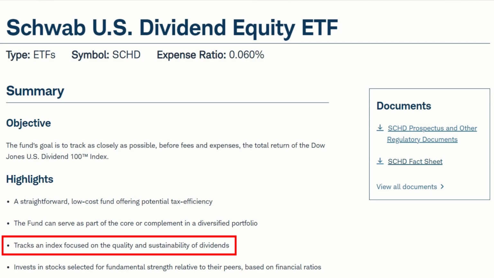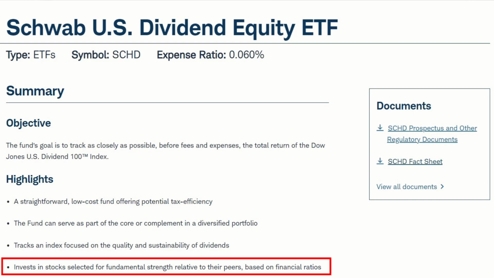And it says here that it tracks an index which is focused on the quality and sustainability of dividends, and this is really key since many companies may have a high dividend yield, but that yield isn't really sustainable for a variety of reasons. Or maybe the stock price has fallen a lot, which has increased the yield, and investors are just expecting the stock price to continue falling.